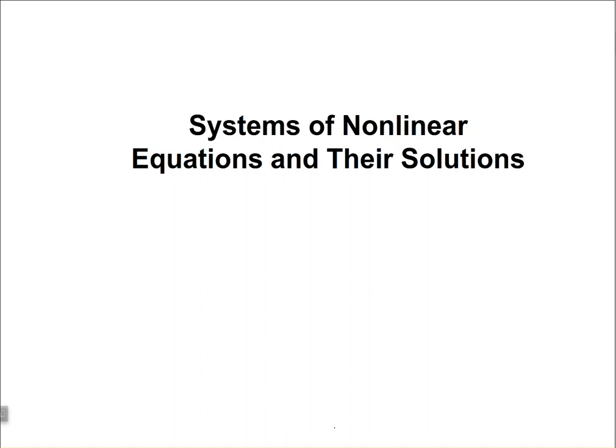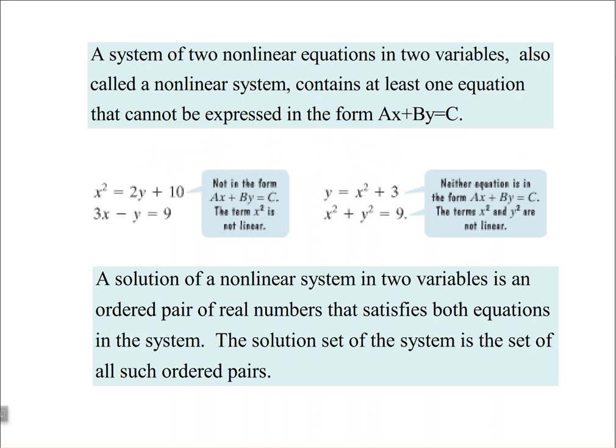This is Arthur Morris. In this video, we're going to look at how to solve systems of nonlinear equations. So a system of nonlinear equations in two variables can also be called a nonlinear system, which means that those equations, if we were to graph them, would not create straight lines. So a solution of a nonlinear system in two variables is an ordered pair of real numbers that satisfies both equations in the system. The solution set of the system is the set of all such ordered pairs, which means you could have more than one solution.